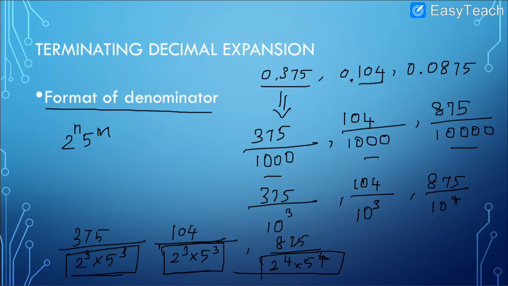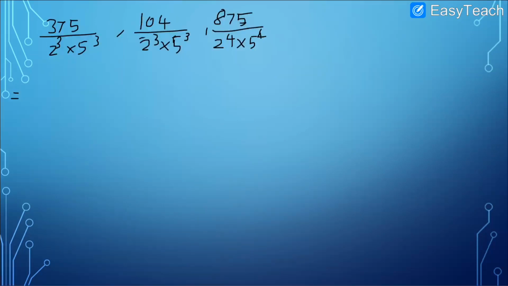If you find this format in any denominator, then that number would have a terminating decimal expansion. It is not mandatory that all denominators have both numbers, 2 raised to power n and 5 raised to power m. Some numbers have only one of these, or some numbers have both of them in the denominator. I want to explain with a simple example.